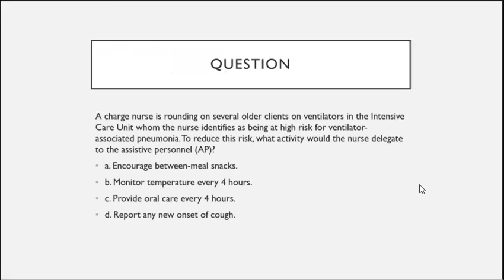Alright, so a charge nurse is rounding on several older clients on ventilators in the ICU, whom the nurse identifies as being at high risk for ventilator-associated pneumonia. To reduce this risk, what activity would the nurse delegate to the assistive personnel? Encourage between-meal snacks. Oh my gosh, don't do that. Don't feed your patient on a ventilator. No, don't put food in their mouth. It makes my hair stand up.